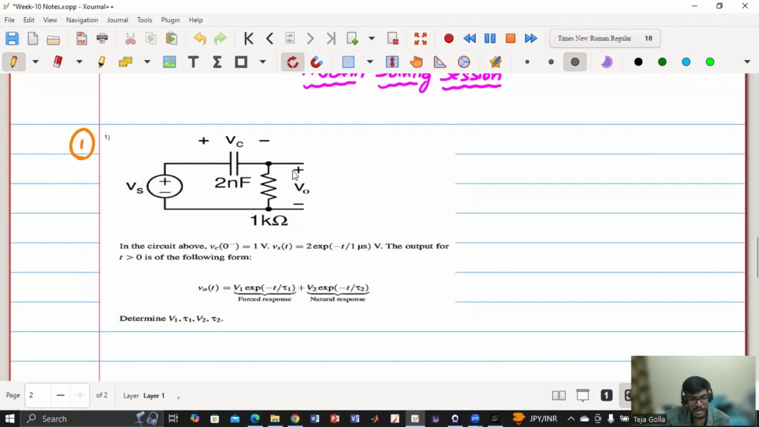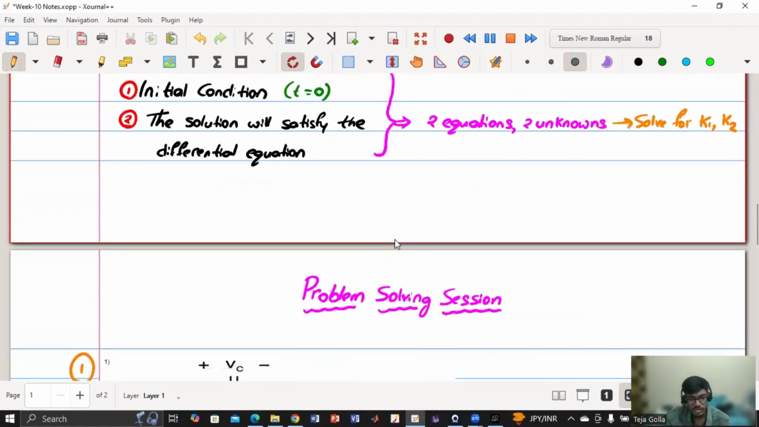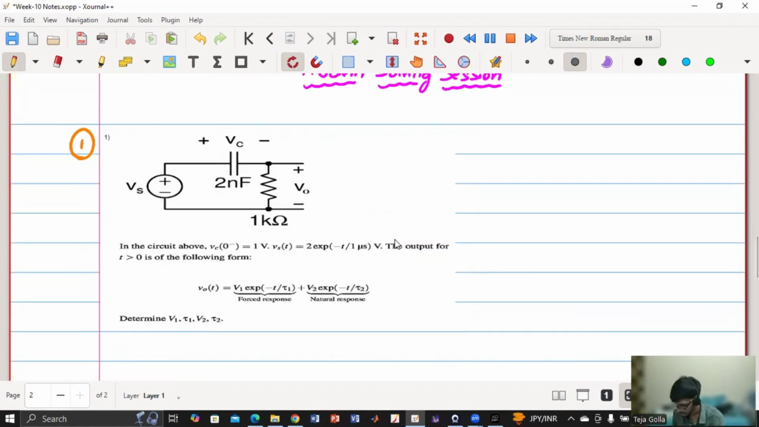They are asking here V naught of t. But first, let me calculate Vc of t. From there, I'll calculate V naught of t, because whatever I have told is in terms of Vc of t, right? So let us not get into confusion. First, let us calculate Vc of t. After calculating Vc of t, how will I calculate V naught of t?